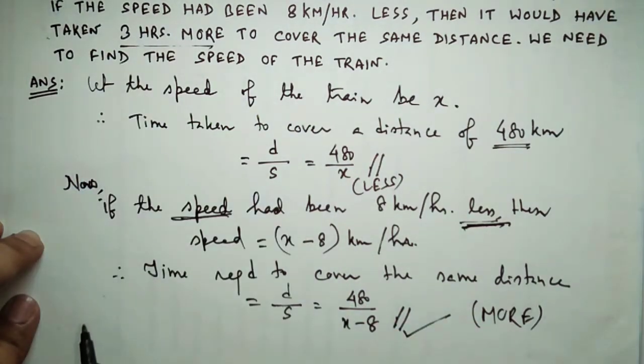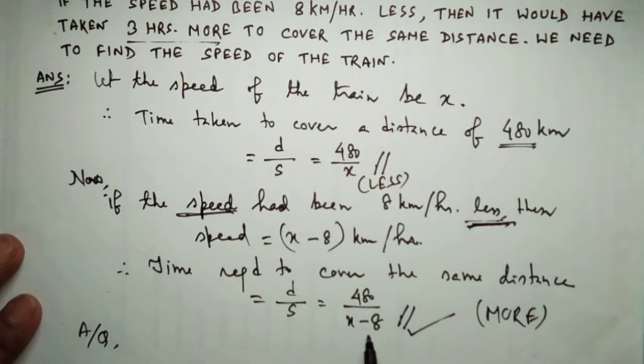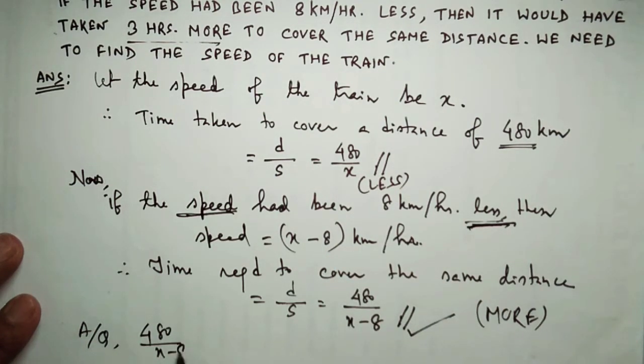3 hours more. Okay, so I'm going to write the equation for this situation. According to the question, try to understand this line: this time is more than this time. That means 480 by x minus 8 is more than the original time, 480 by x.